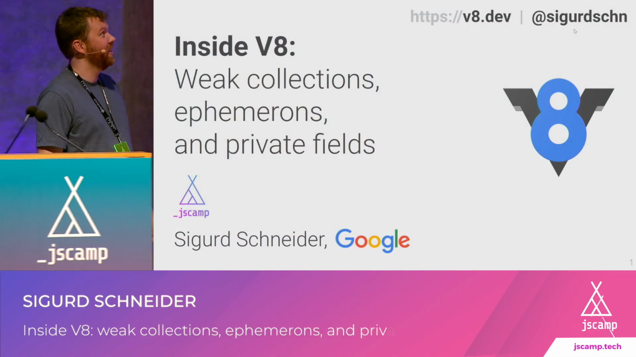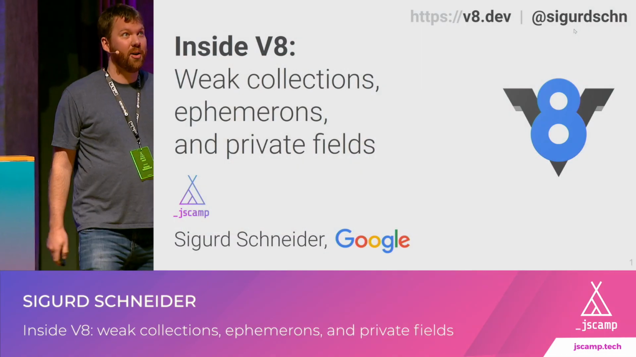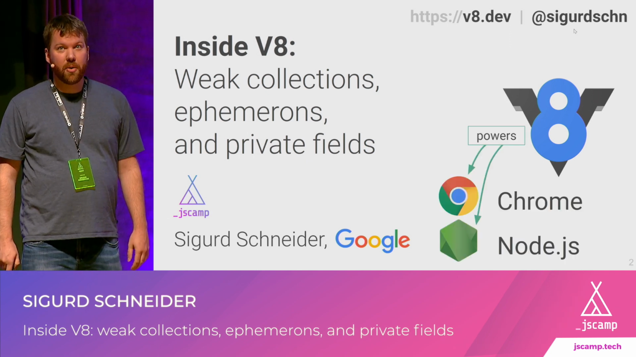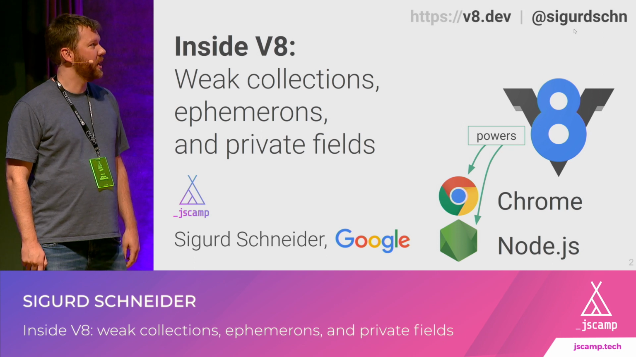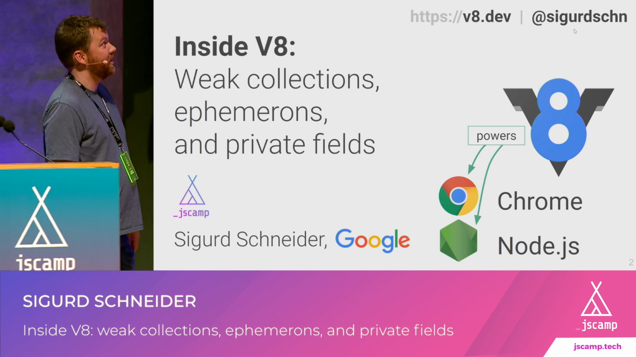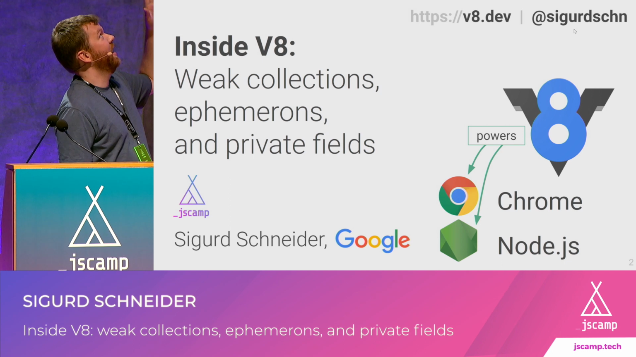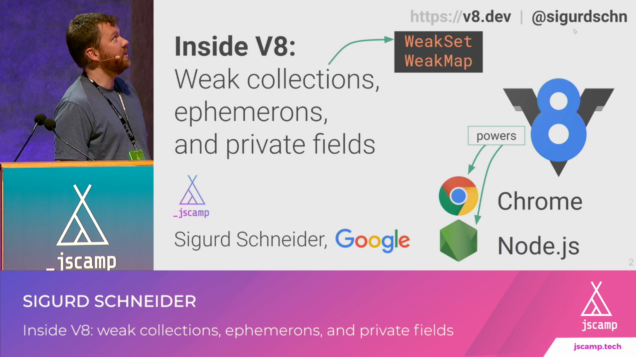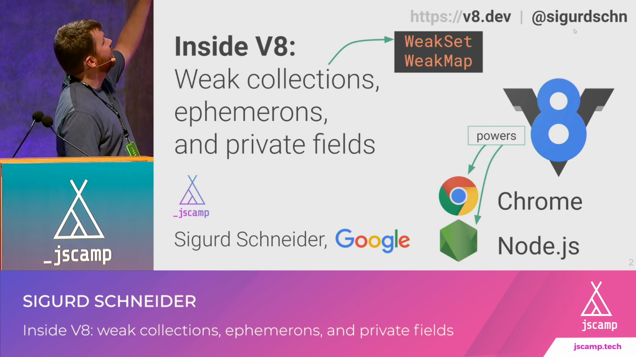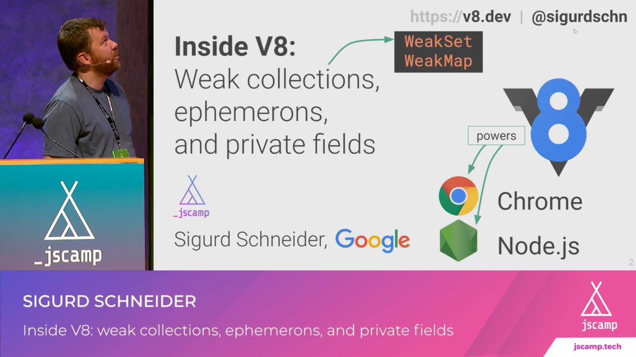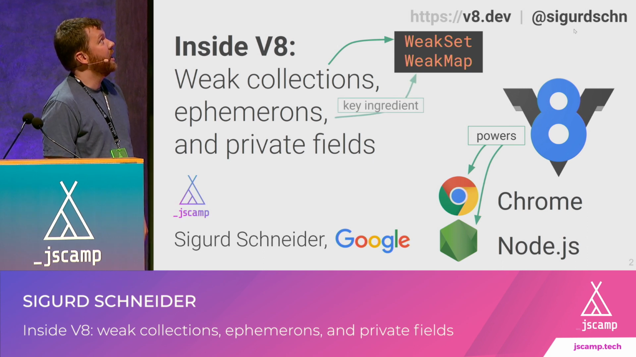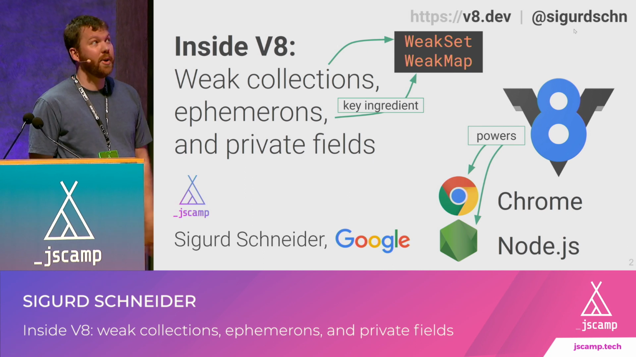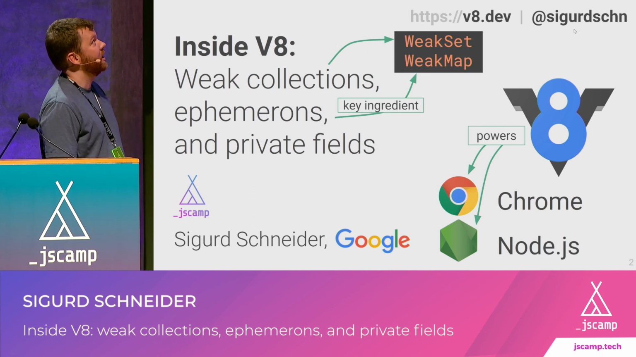So hi everyone. This is going to be a talk about internals from the V8 JavaScript engine that powers both Chrome and Node.js. And I have this funky title, and I want to explain something about it. So first, weak collections are weak set and weak map. And this word ephemeron is an important technical device that is the key ingredient for the implementation of weak maps in the engine. And I'm going to explain how it works and what it actually is.